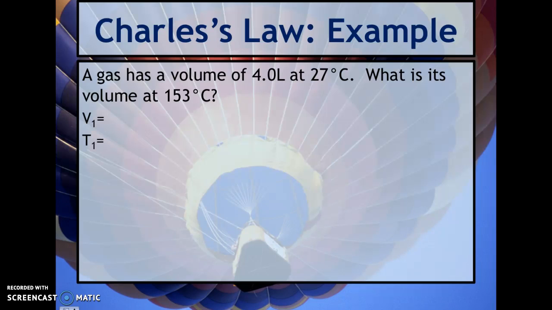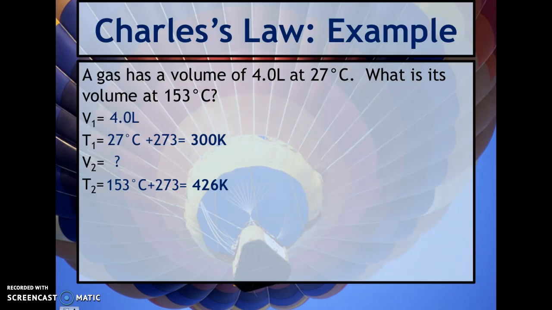So we've got volume 1, temperature 1, volume 2, and temperature 2. Volume 1 is 4.0 liters. Temperature 1 is 27 degrees Celsius, but we have to add 273 to convert it to Kelvin. So now our answer is 300 Kelvin. Our volume 2, that's the volume that it should change to, is our unknown. And temperature 2 is 153 degrees Celsius, but we must convert that to Kelvin by adding 273. So our temperature 2 is 426 Kelvin.